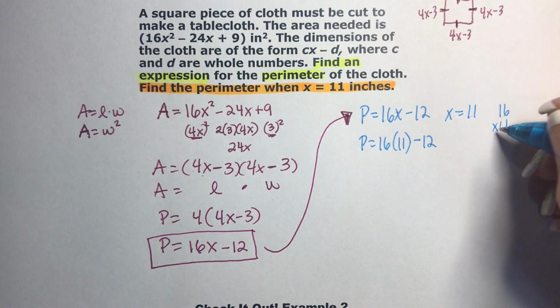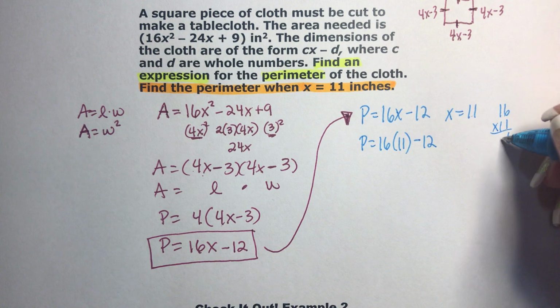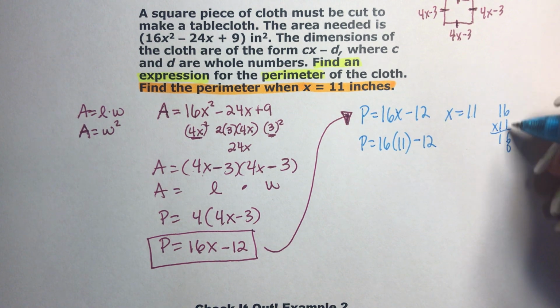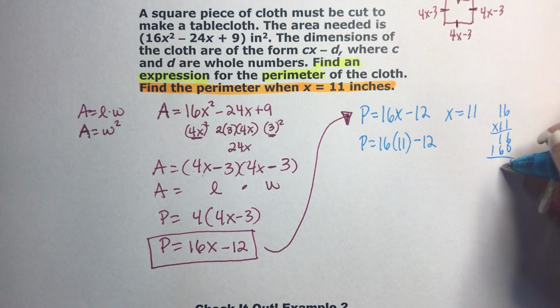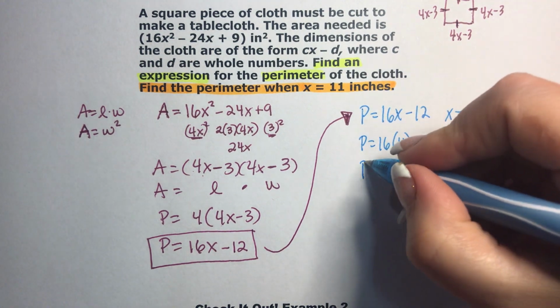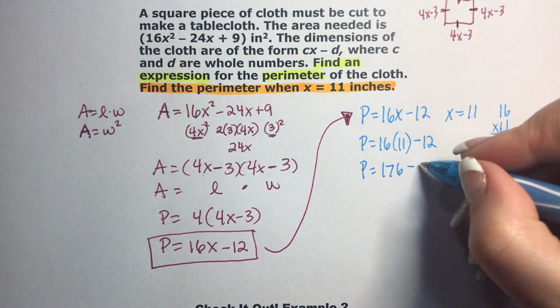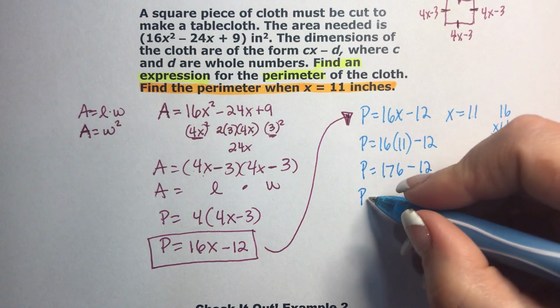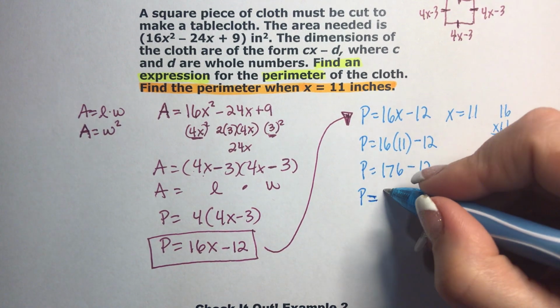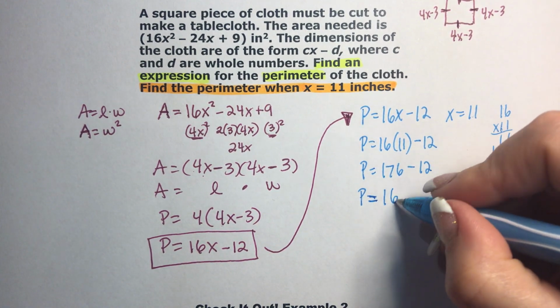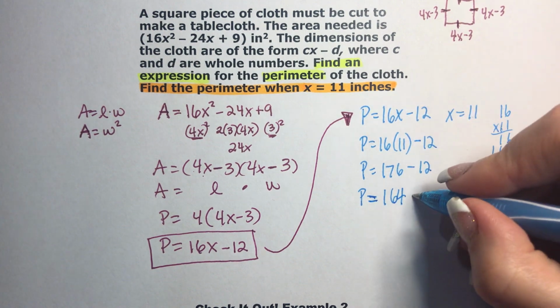1 times 6 is 6, 1 times 1 is 1. Here, I'm going to put a 0. 1 times 6 is 6, 1 times 1 is 1. Okay, so it's 176, so the perimeter equals 176 minus 12, and that is equal to 164 inches.